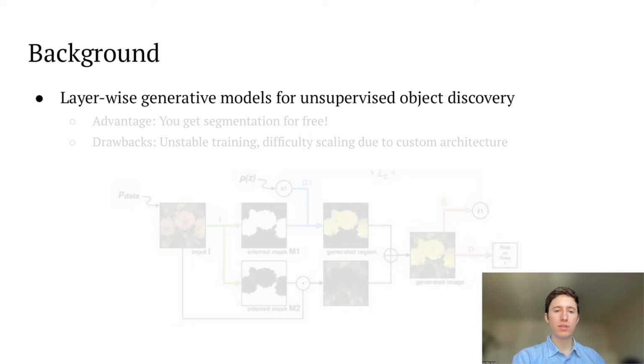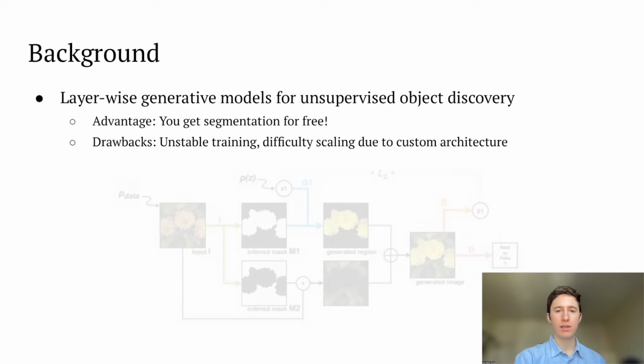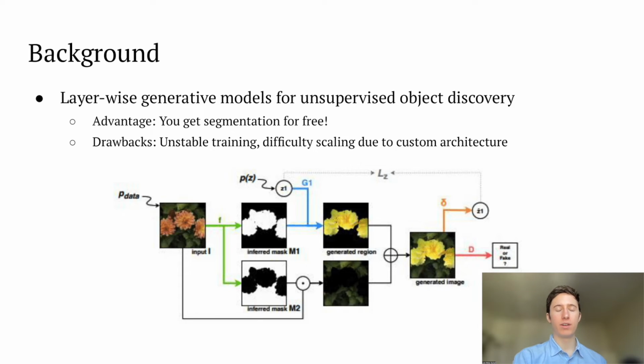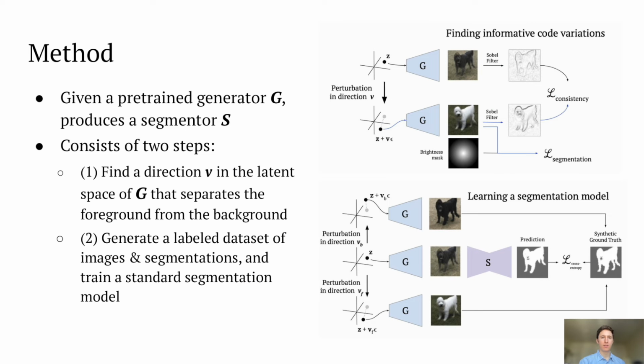Our method also differs from most work in unsupervised image segmentation, which uses layer-wise generative models. These models are attractive because they produce segmentations naturally, but they have numerous drawbacks because they involve training new GANs, which is difficult and very compute intensive. Our method aims to find a segmentation direction within an existing deep generative model.